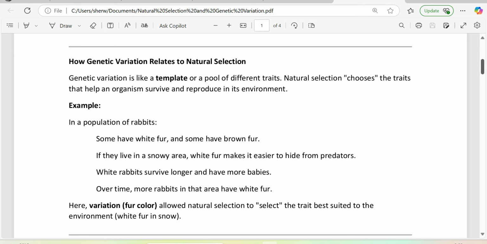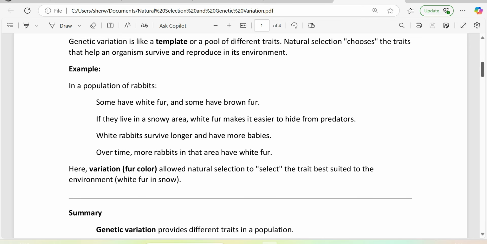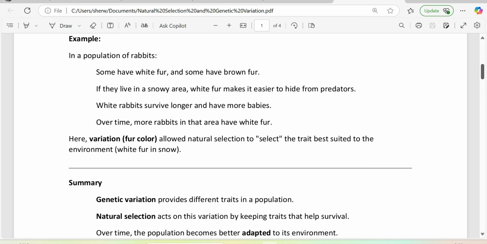Example: in a population of rabbits, some have white fur and some have brown fur. If they live in a snowy area, white fur makes it easier to hide from predators. White rabbits survive longer and have more babies. Over time, more rabbits in that area have white fur. Here, variation in fur color allowed natural selection to select the trait best suited to the environment, white fur in snow.